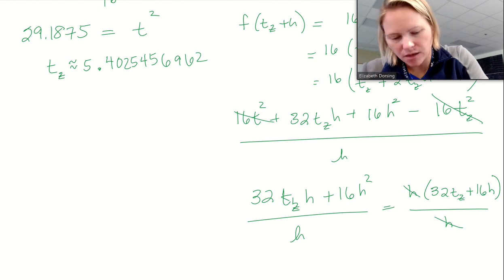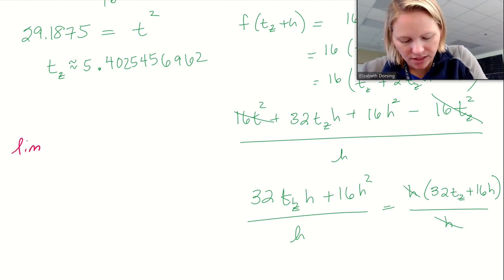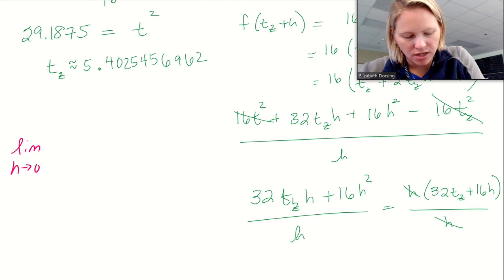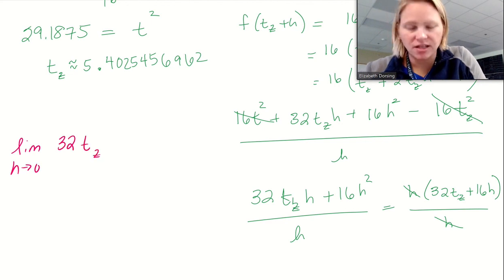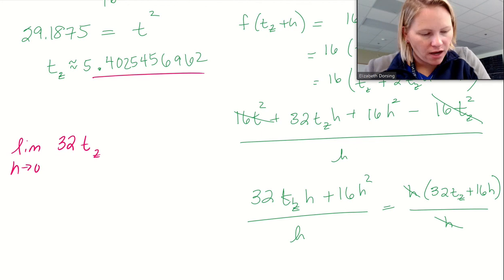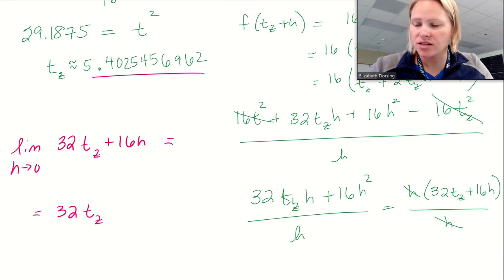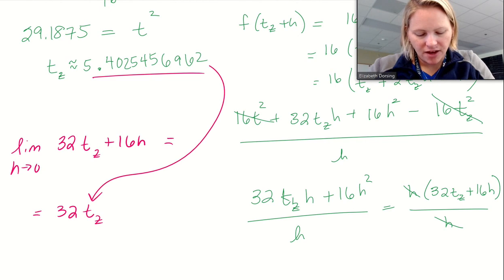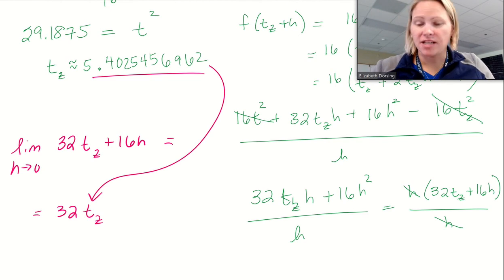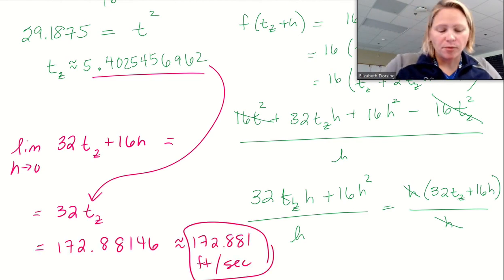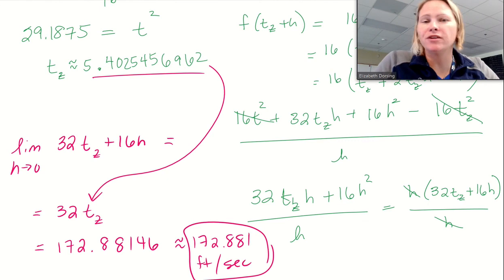Now I'm going to come back over here, and what I'm evaluating is the limit as h approaches 0 of 32 times tz, that's that 5-second number right here, plus 16h. Oh, it's just 32 times that tz value. Now we can plug the number back in and evaluate, and we get our actual decimal. We get about 172.881 feet per second.